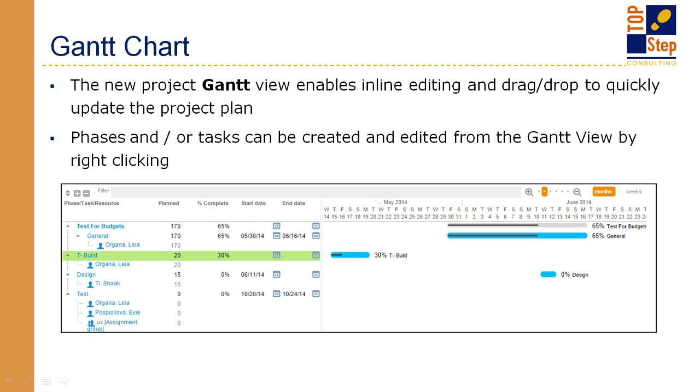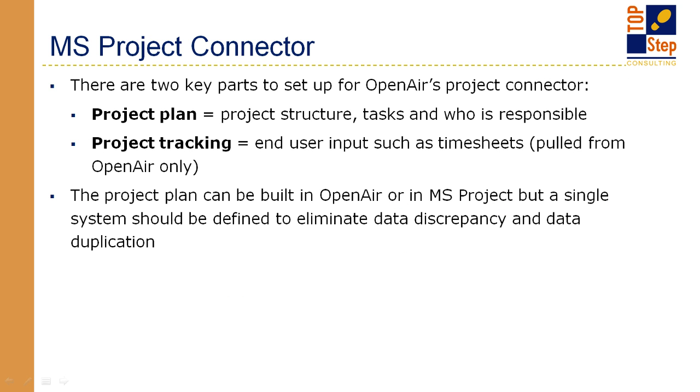Next, kind of in line with that new Gantt view and drag and drop ability in the Gantt chart, folks often wonder about this Microsoft Project Connector. This is to help link Microsoft Project plans and OpenAir. So there's two key parts to the Project Connector. It's the project plan, which is your structure, your tasks, and the project tracking, which is an end user input. So it's your timesheet. People put in timesheets, it's OpenAir only. So that's kind of an easy way to think about those two pieces.